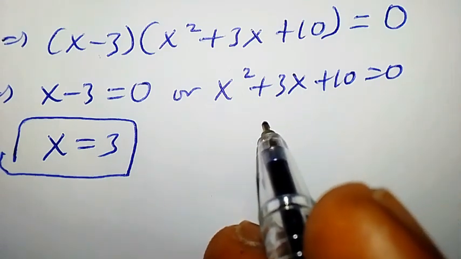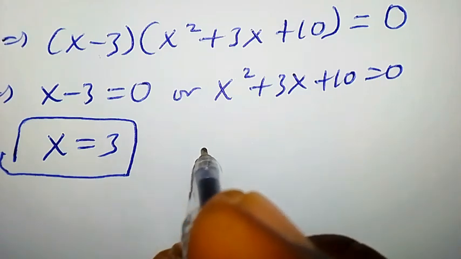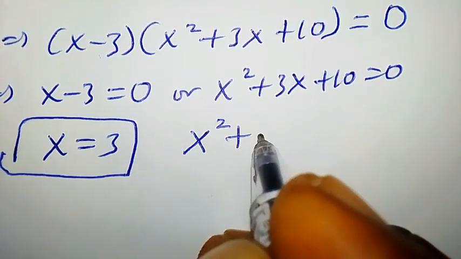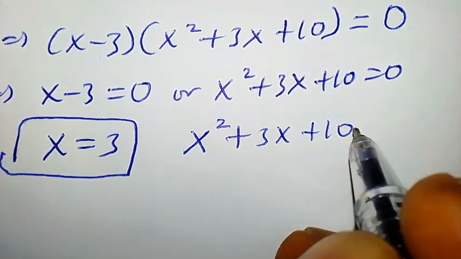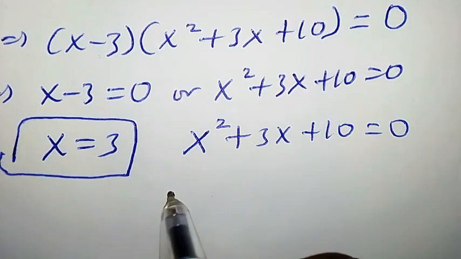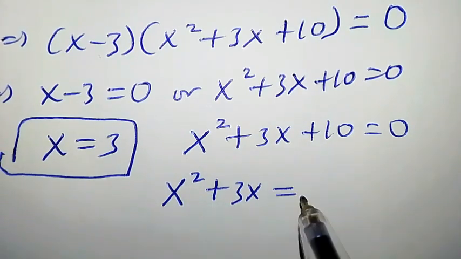do two other things. We can use the quadratic formula or completing the square. But in this video, let's use the completing the square method. x to the power of 2 plus 3x plus 10 equal to 0. The first step is to transfer this constant to the right side. So we have x to the power of 2 plus 3x equal to negative 10.